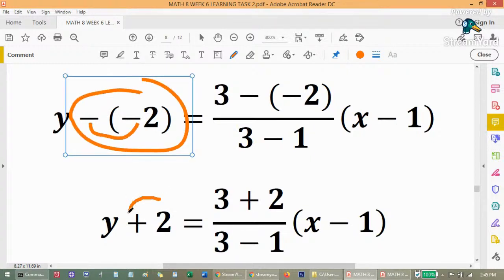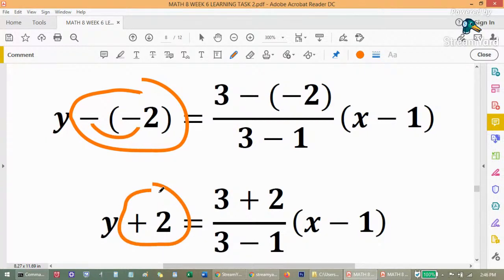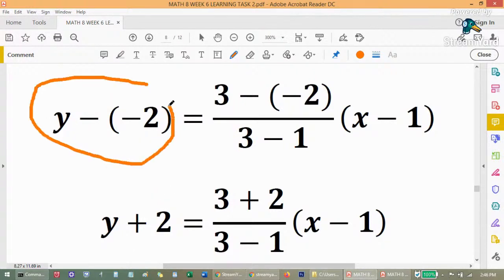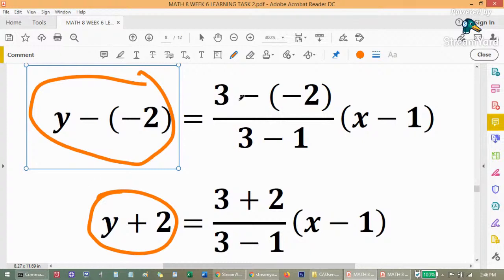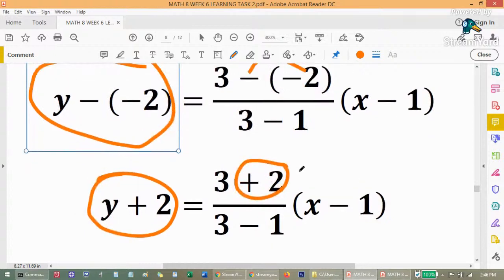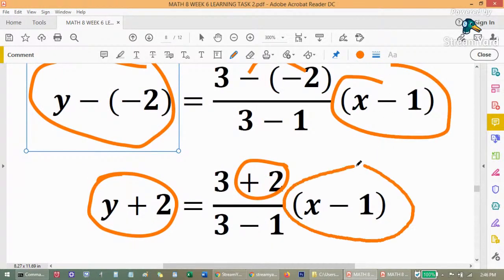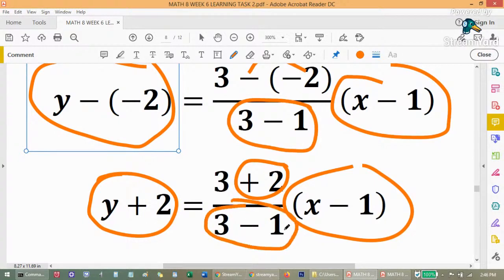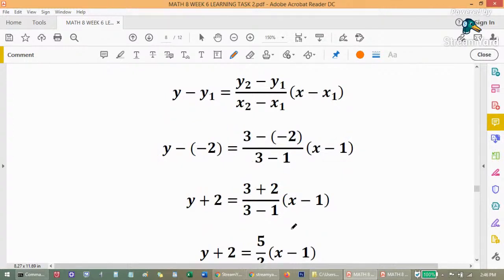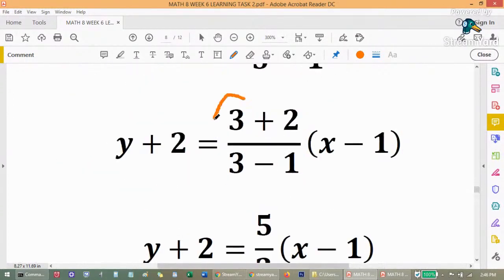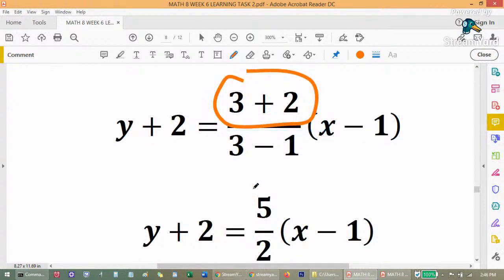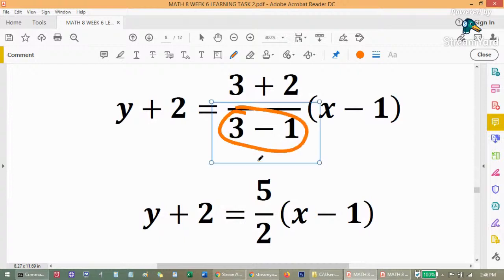Negative times negative 2 becomes positive 2, because when you multiply two numbers with the same sign, the result is positive. So this becomes the following. Equals, and again, negative times negative 2 becomes positive 2. We copy x minus 1 and 3 minus 1. So, 3 plus 2 is 5, and 3 minus 1 is positive 2.